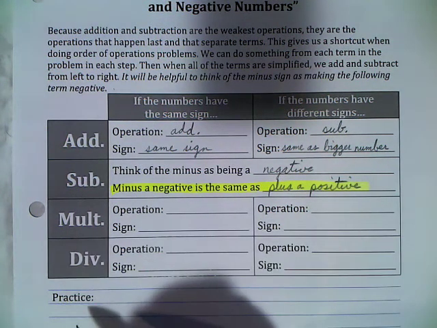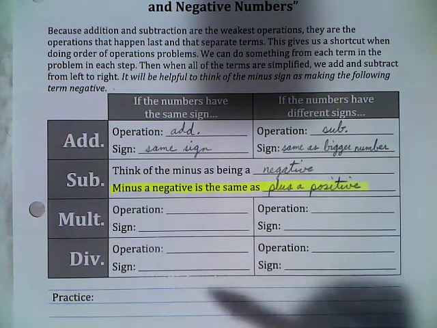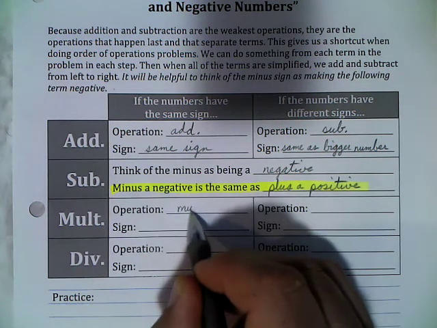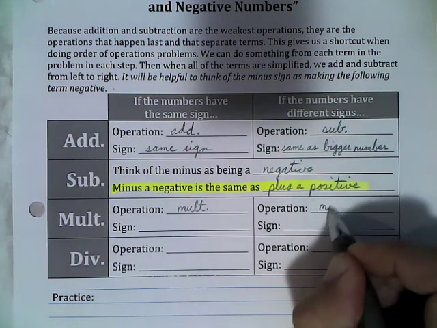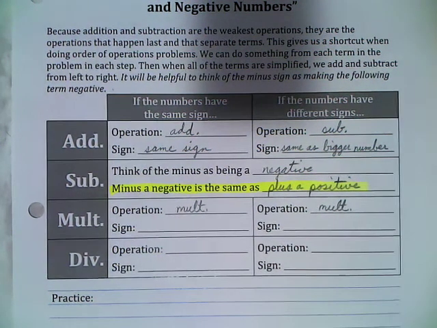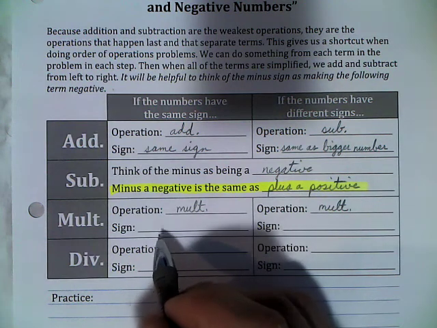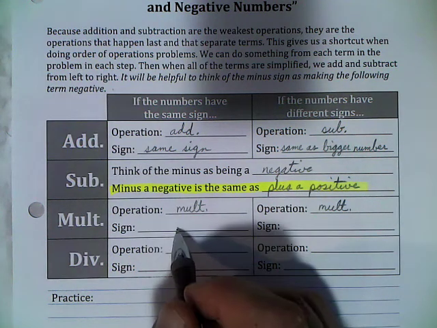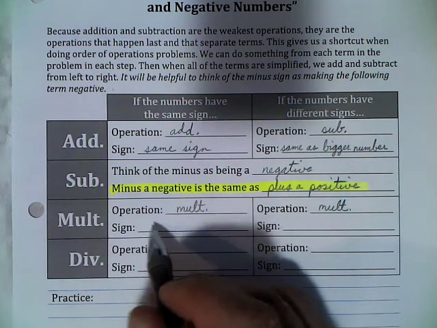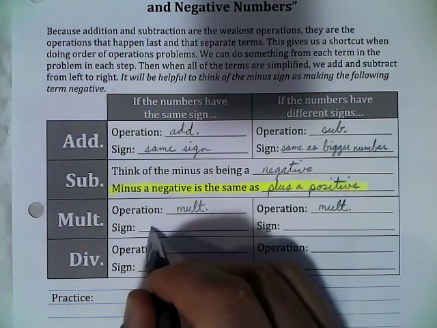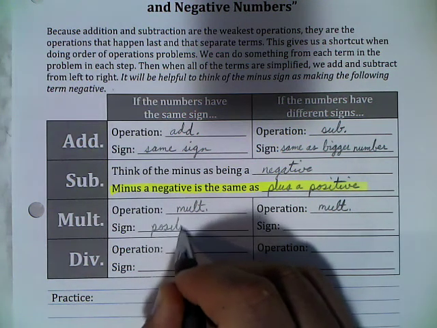For multiplication, it actually doesn't matter if the sign is the same or if it's different. For multiplication, either way we're going to multiply. There's no difference there. You're going to multiply no matter what for multiplication. The difference comes in the sign. So if the numbers have the same sign, so if they're both positive or they're both negative, well, if they're both positive, obviously it'll be a positive. If they're both negative, remember that the two negatives being part of the same term will cancel each other out. So that will end up being a positive either way.